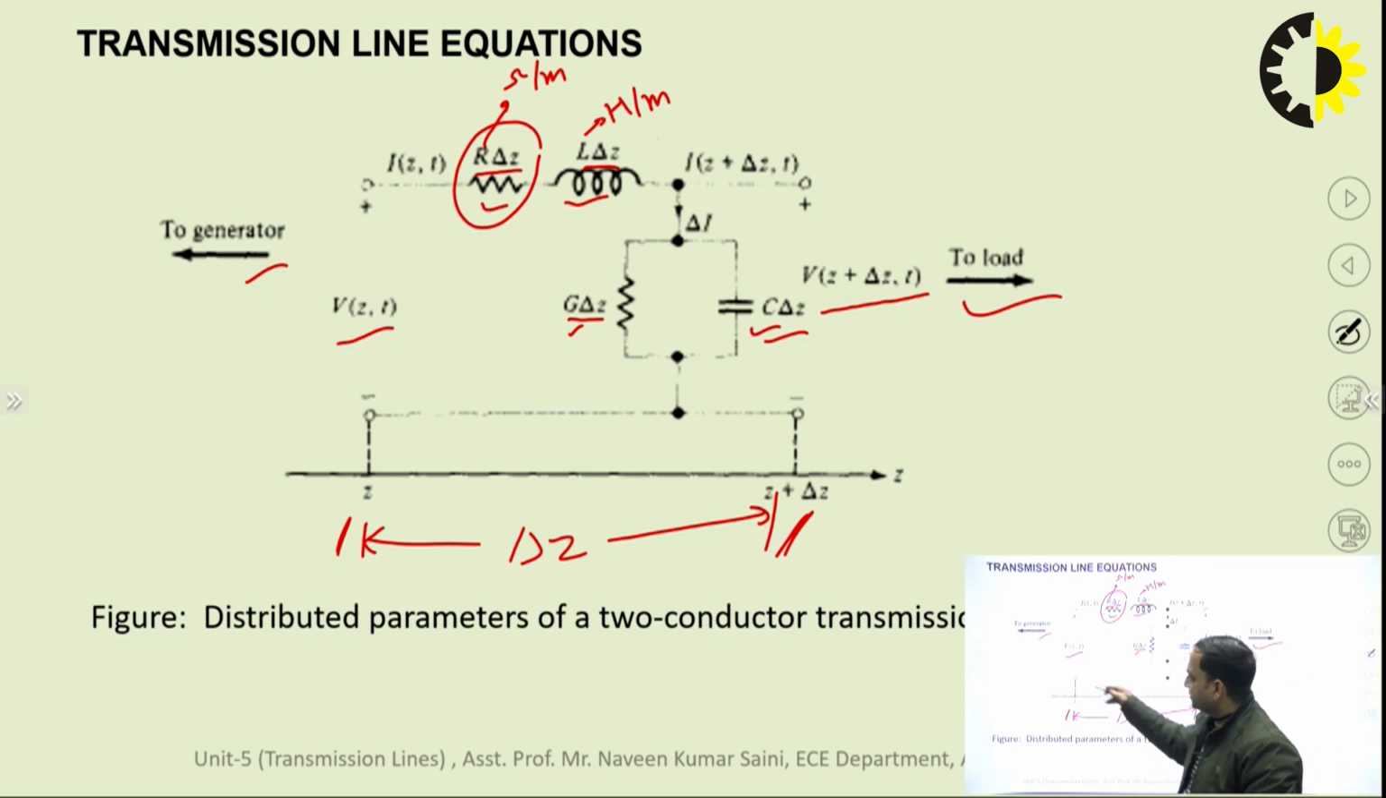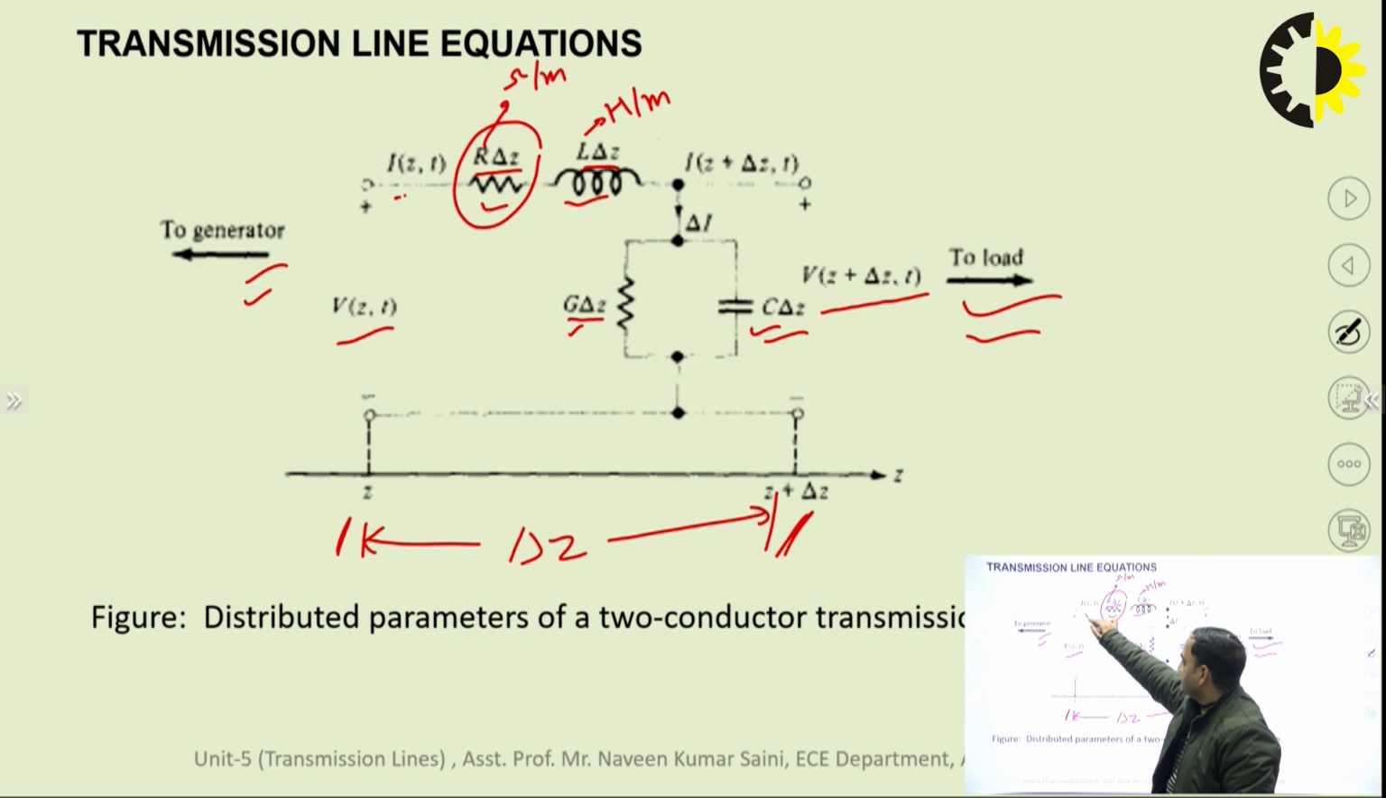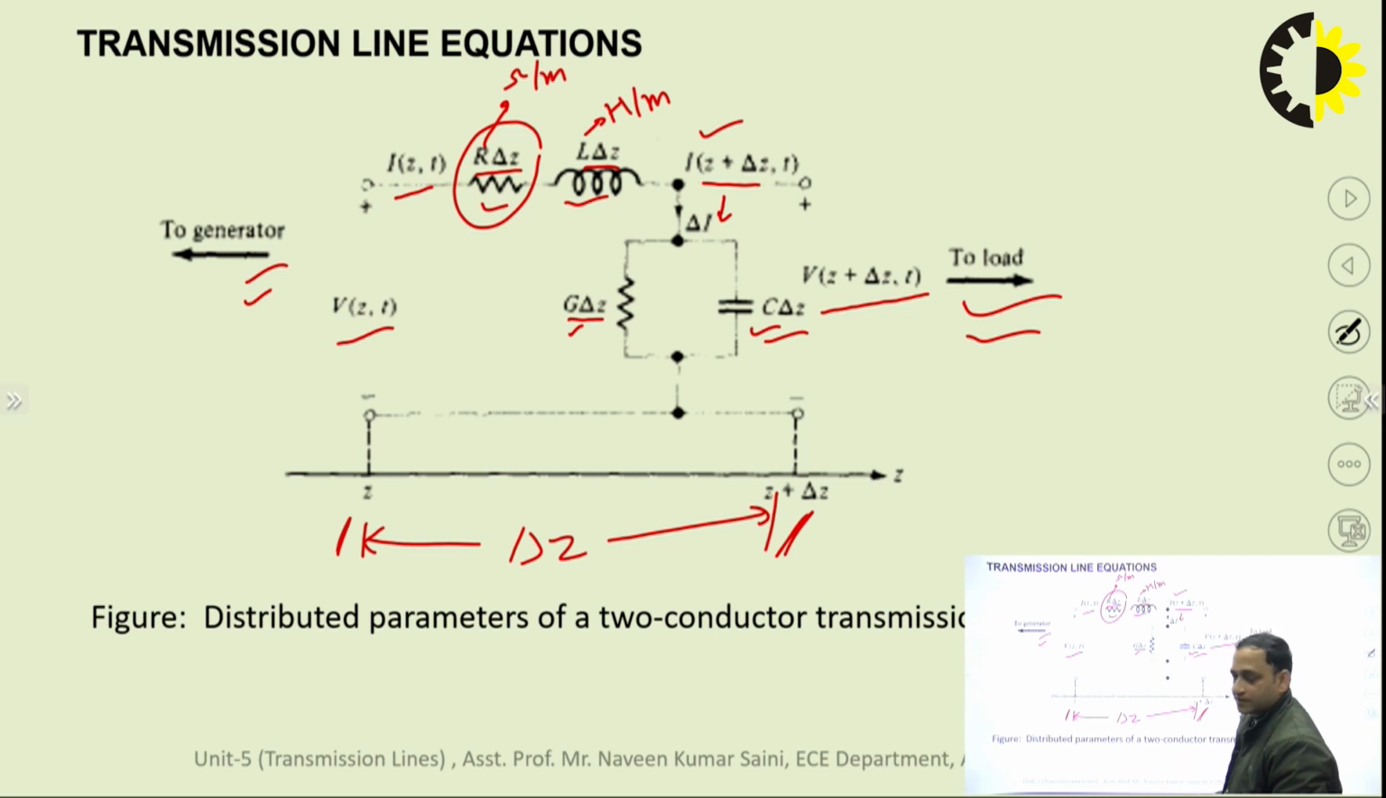So towards the generator means we are connecting the source at the input of the transmission line, and at the load side means we are connecting the load at the other end of the transmission line. Okay. So now we will apply the KVL and KCL into this equation. So here we can see I(z,t) is the input current to it, and in that we are taking delta I here, and I(z+delta z, t) is in another direction.